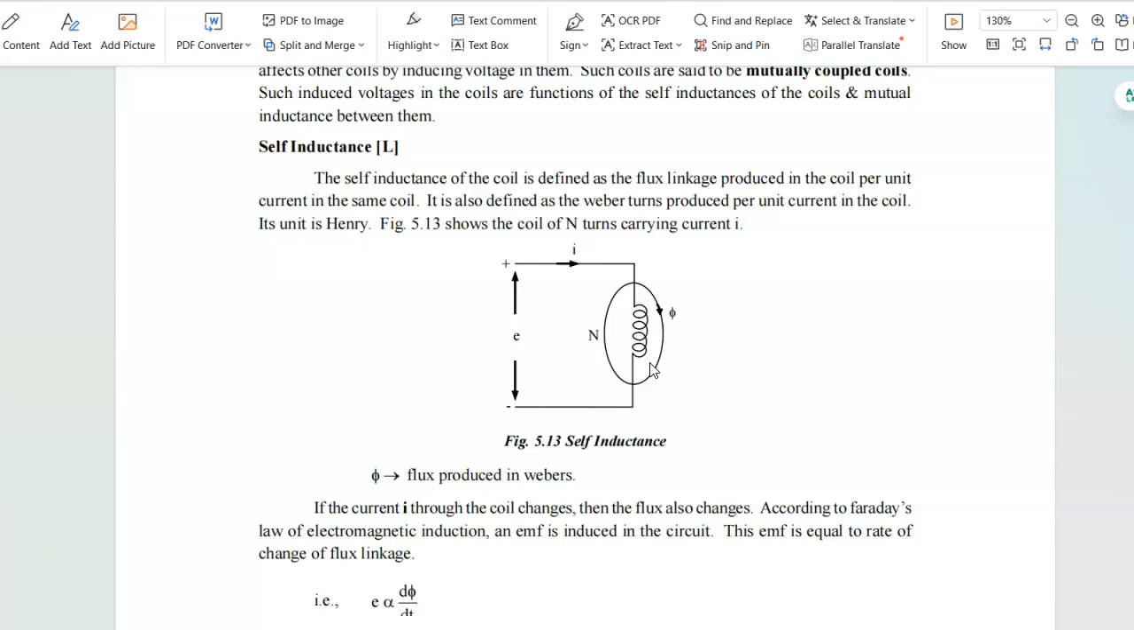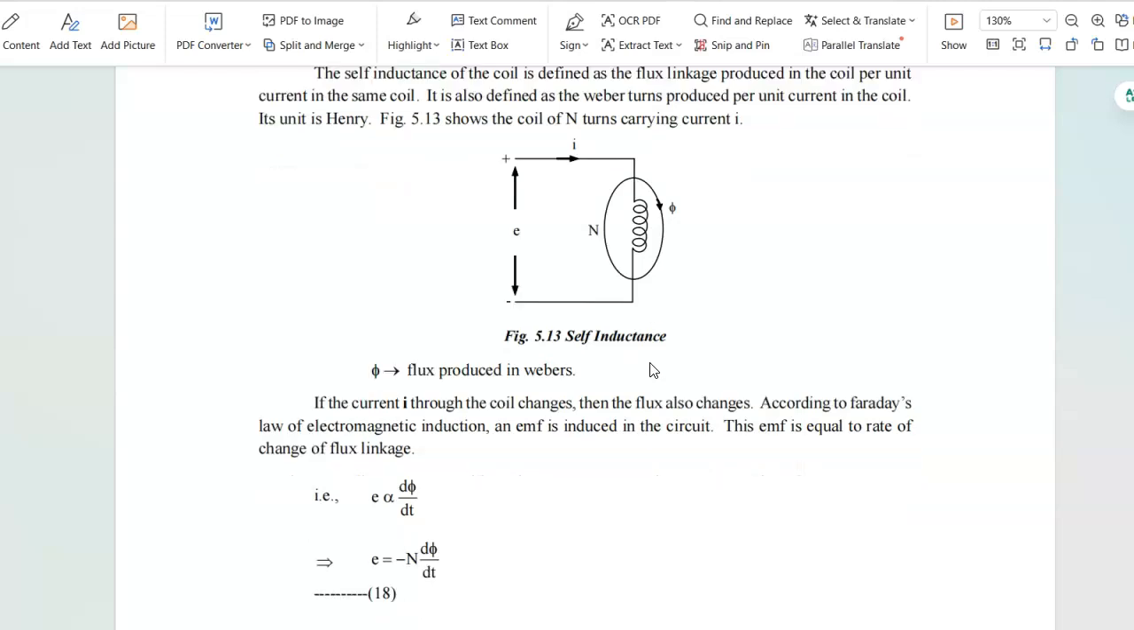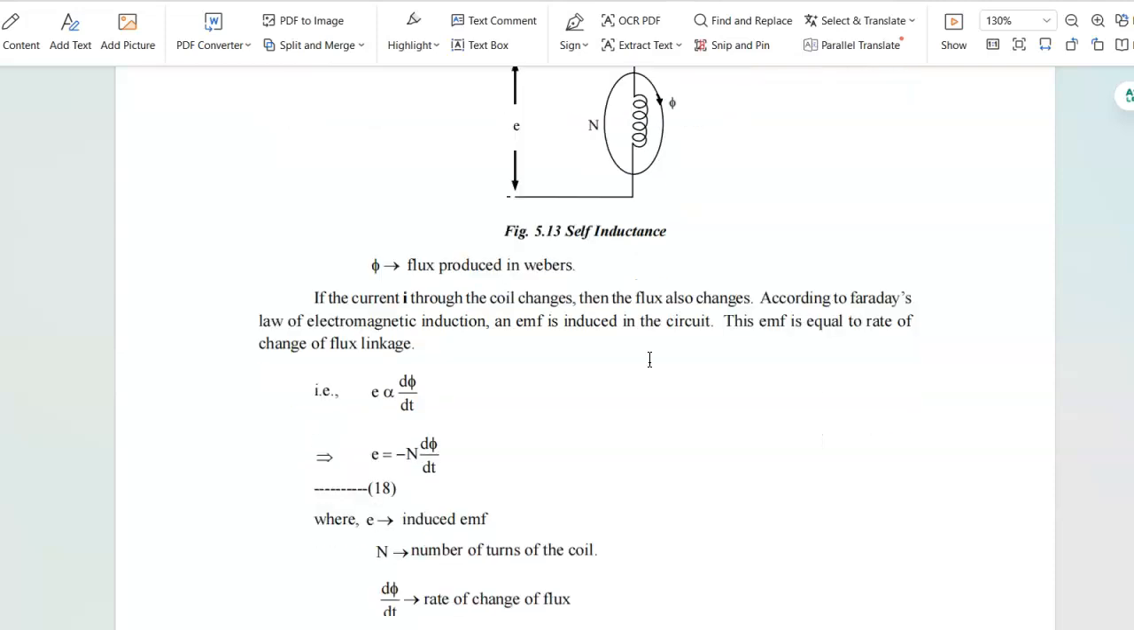So, if flux linkages are produced in a coil due to the current flowing in the same coil, then it is called self-inductance. If the current I through the coil changes, then the flux linkages also change. According to Faraday's law, an EMF is induced in the circuit. That is called Faraday's law of electromagnetic induction. This EMF is proportional to the rate of change of flux linkages, that is, the induced EMF E is directly proportional to d phi by dt. d phi by dt means the rate of change of flux linkages.